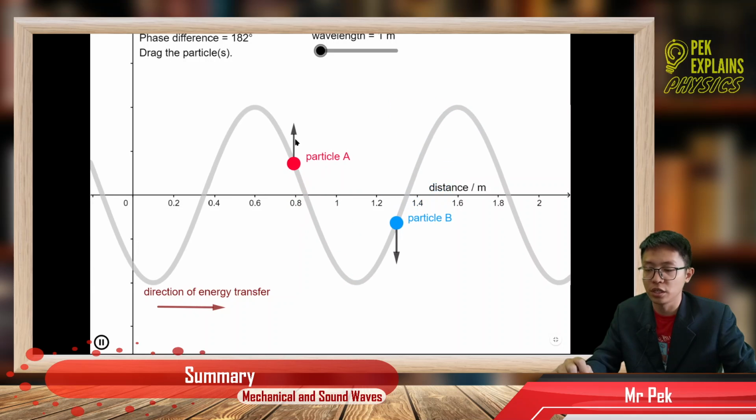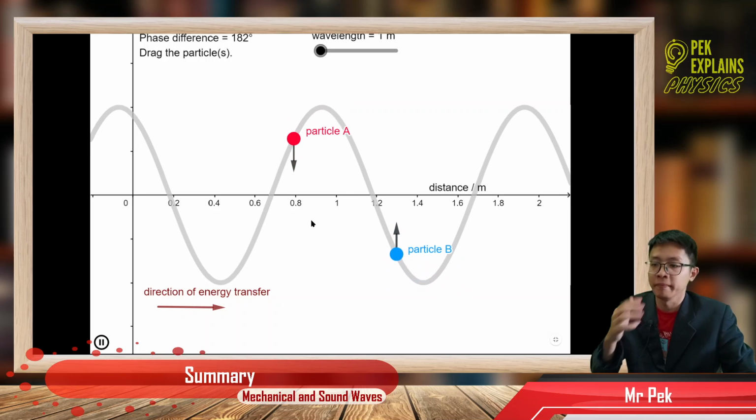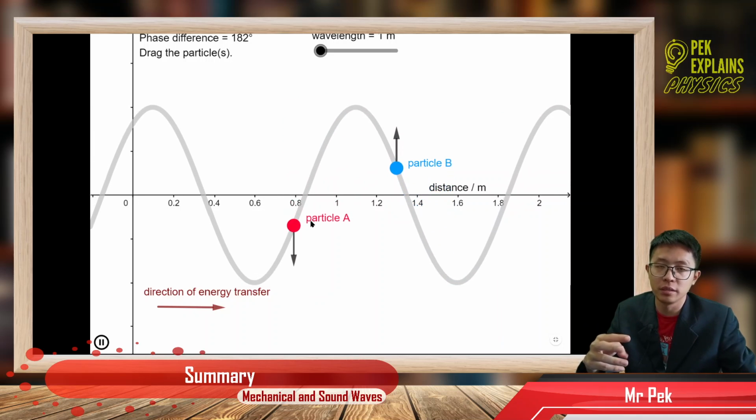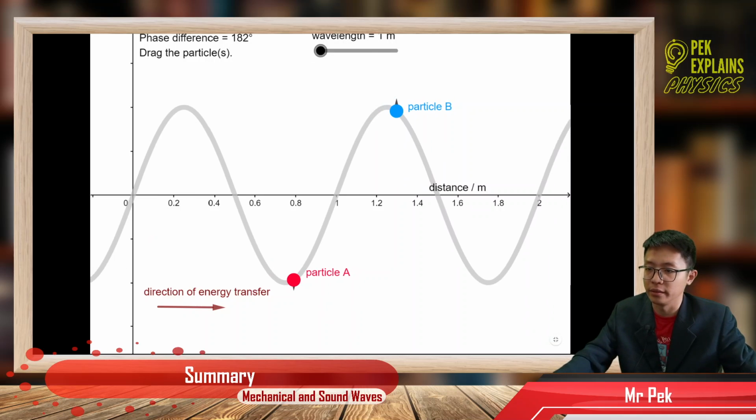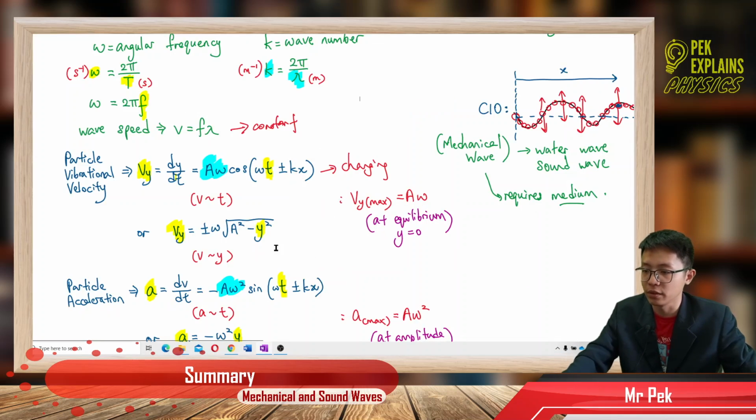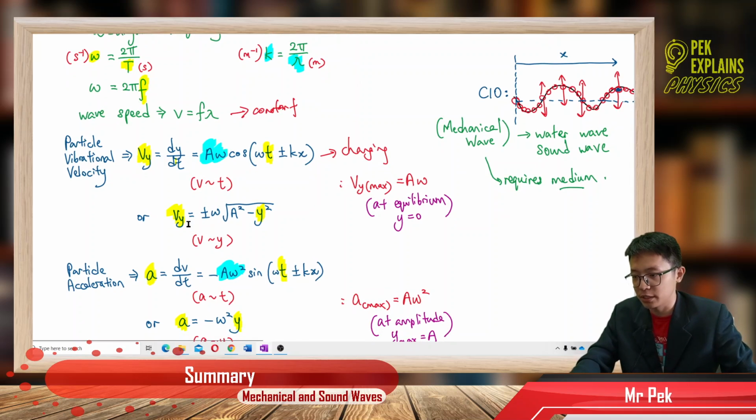You see the arrow changing? The arrow changing means velocity changing. So particle vibration velocity always changes over time. Okay? Particle vibration velocity is changing with time. Also, different particles at different times have different velocities. Now, we also can use the displacement.